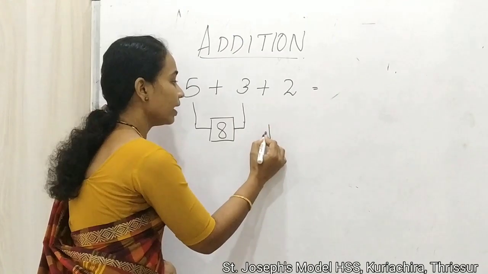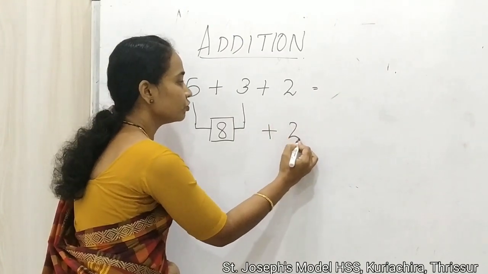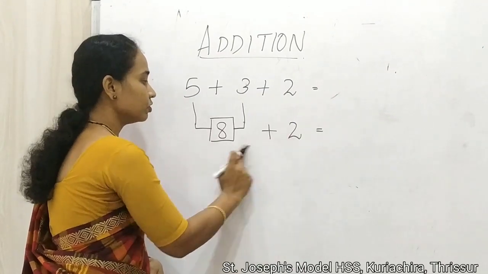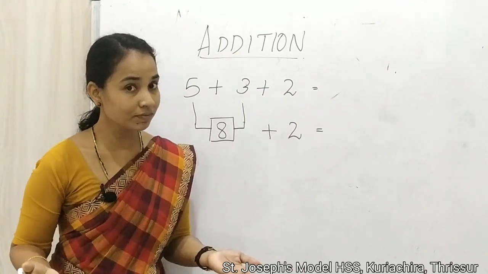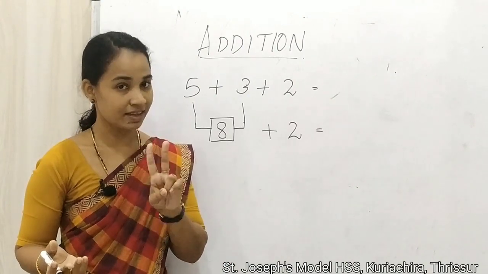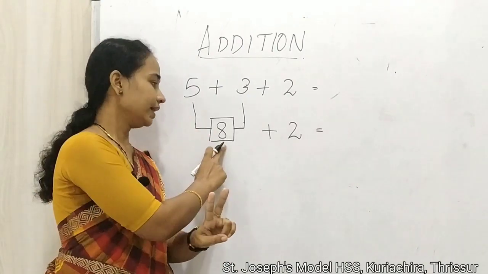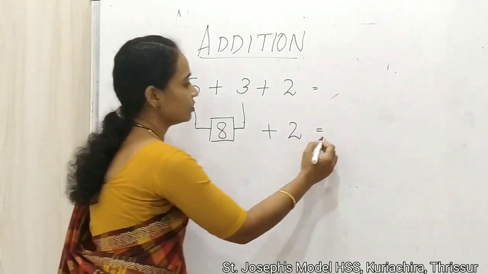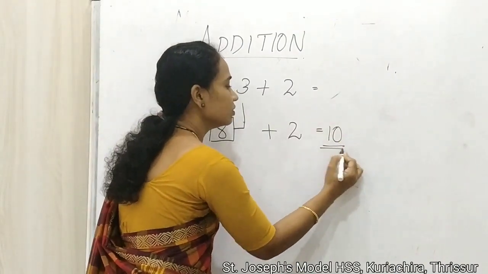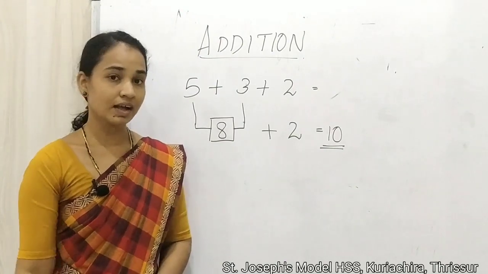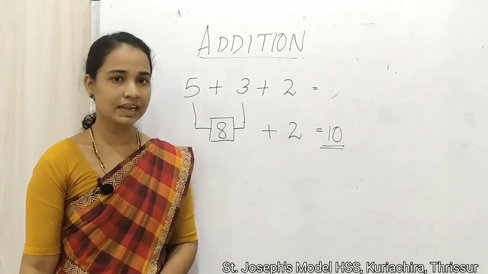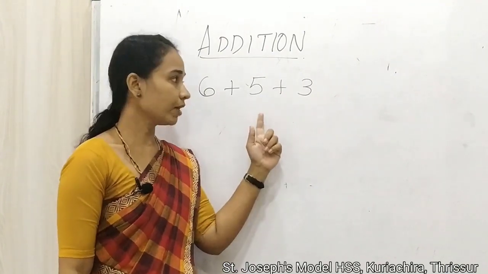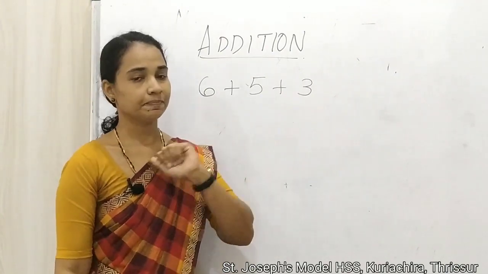Then, 8 plus 2. So, here we want to take how many fingers? Yes, 2 fingers. 8 after 9, 10. So, 10 is the total. 10 is the answer. Is it clear?